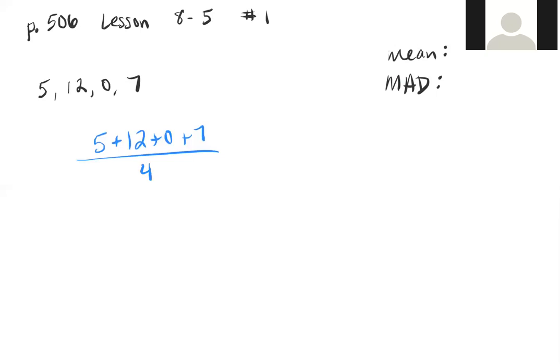So divide by 4. See, 5 and 12 gets me 17. 17 plus 7 is 24. Divided by 4 is 6. So my mean is 6.